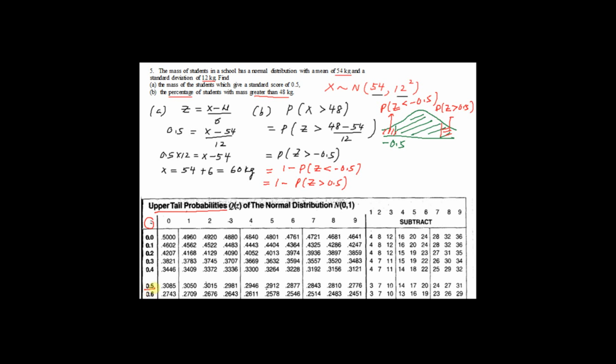This is 0.5, which the probability is 0.3085. So you have 1 minus 0.3085. This will give you a probability of 0.6915. So this is the answer in probability. You need to find the percentage, so what you do is times 100. So you have 69.15% of the students with mass greater than 48 kg.